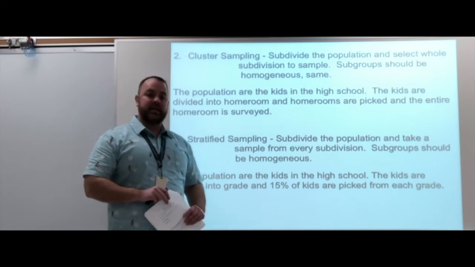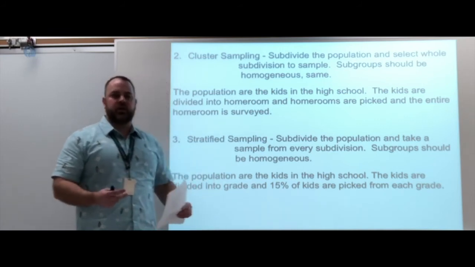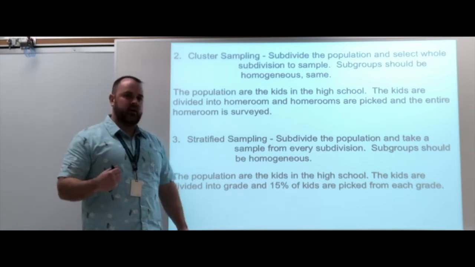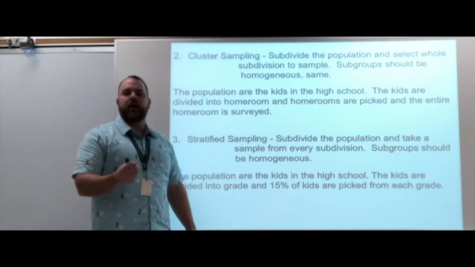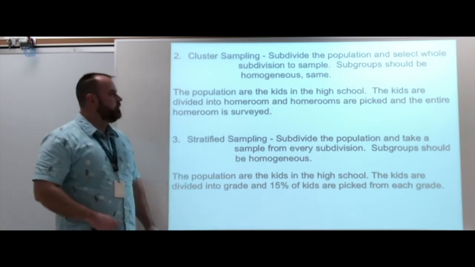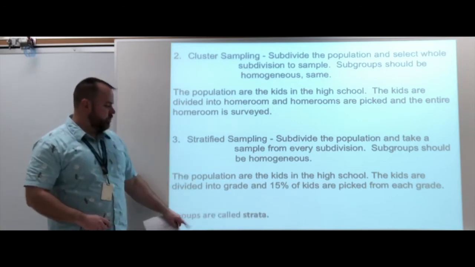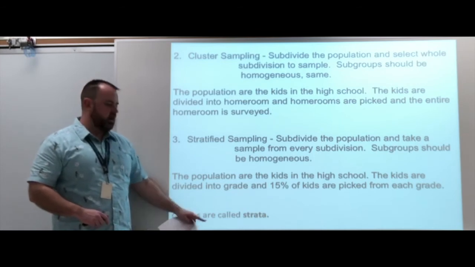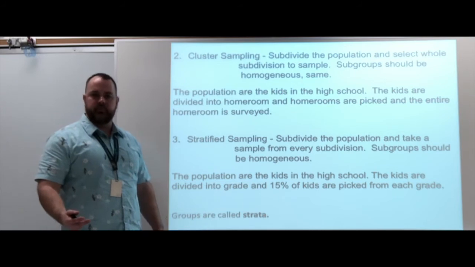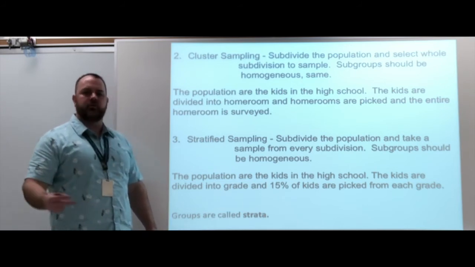So what you need to think about is the situation and how you're doing your subdivision. If a subdivision is left out, will that make your sample not representative of the population? The groups that you subdivide into are considered strata. So if they ask you what your strata are for the sampling method, they're asking you, how did you subdivide?